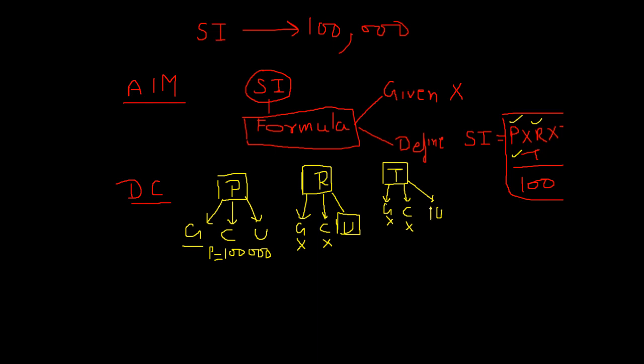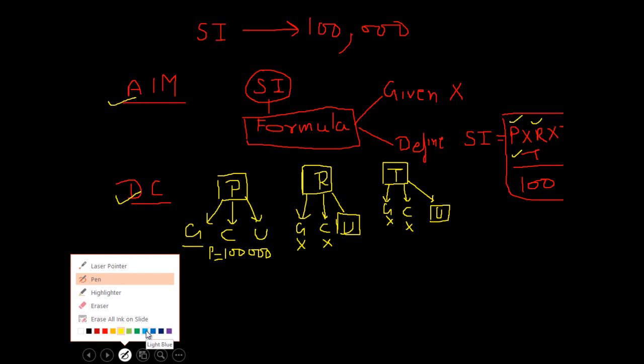So we come to the result that the value of P is given to us, that is 1 lakh. The values of R and T, we have to take from the user. I have already discussed how to get the values of P, R and T, and 100 is basically a constant value, so we simply use it in our program. So we have covered the aim part, then the data collection part, and the next part which is left is basically the process.